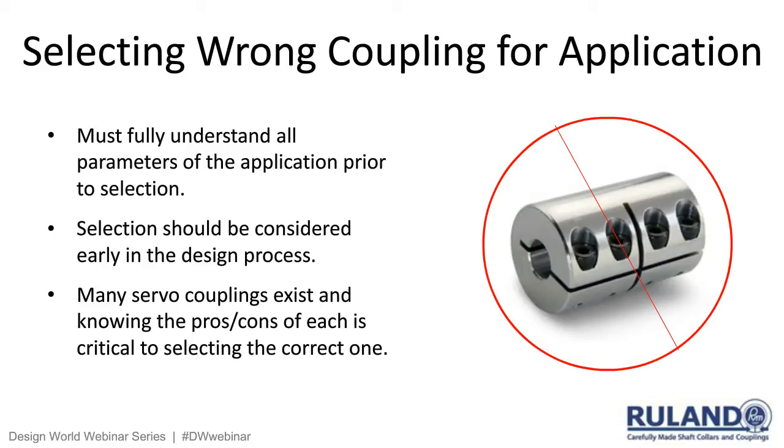And again, here's an example of a rigid coupling. Where this would definitely be a wrong choice would be any system design that had to accommodate misalignment between the shafts, because rigid couplings will not accommodate any misalignment. And if you do use a rigid coupling in an application where misalignment is present, you're going to have premature bearing failure on both your motor and your actuator. So again, it's an example of choosing the right coupling right out of the gate.